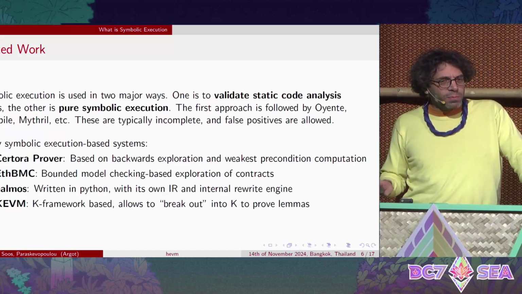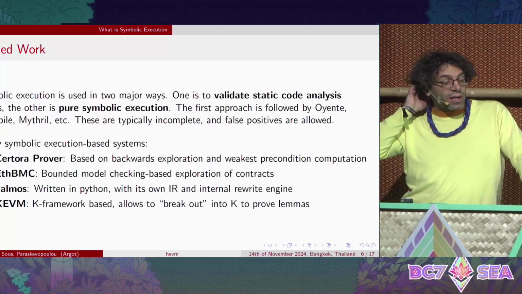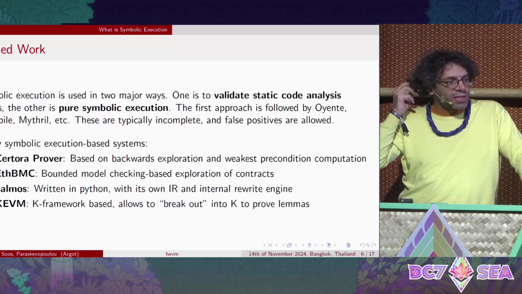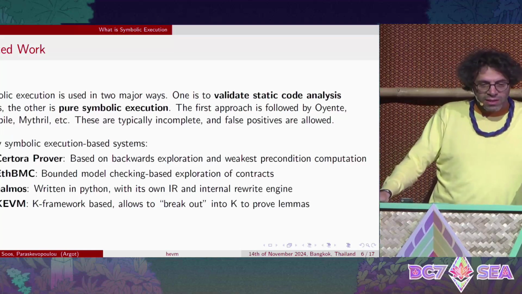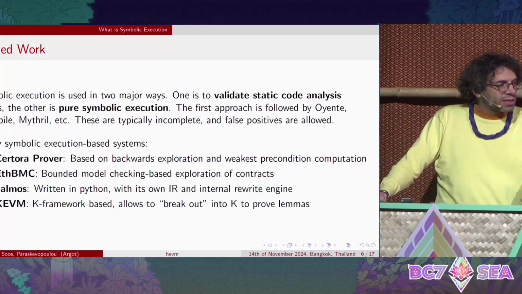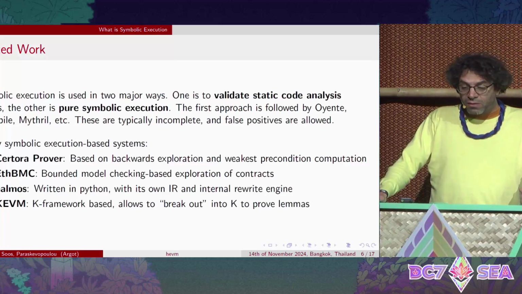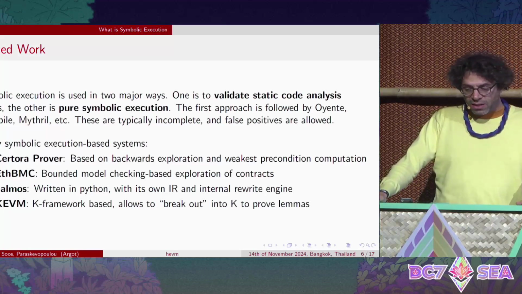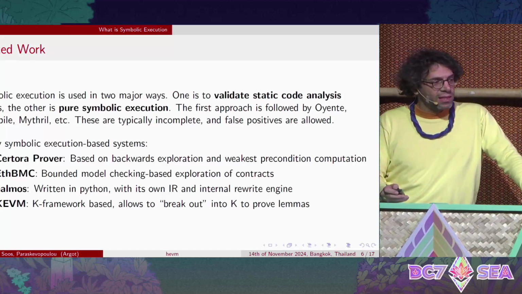So these purely symbolic execution framework-based systems, there are a number. There's Certora Prover, which is based on this backwards exploration and weakest precondition computation. There's ETHBMC, which is, of course, as the name suggests, a bounded model checker type system. Then there is Halmos, it's written in Python, and then there's KEVM, which is based on the K framework and allows you to break out into K in case you need to prove some things, for example, loop termination or invariance and things like that.